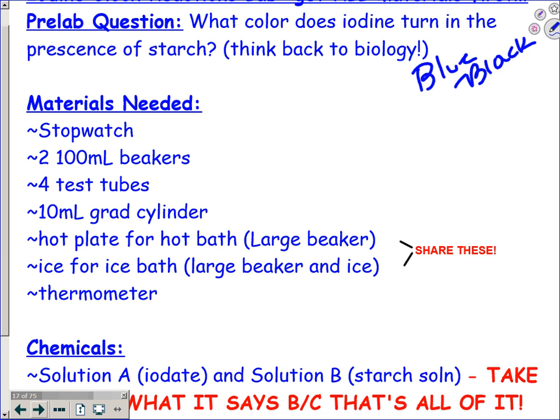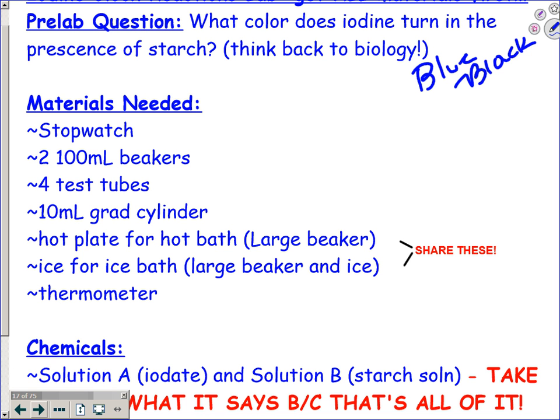So we know that with this reaction, A plus B is going to yield C. C is this black-blue color. That's how we know the reaction has actually processed. So Gwen, what do I need for this reaction? Materials. Okay, you're going to use your phone.